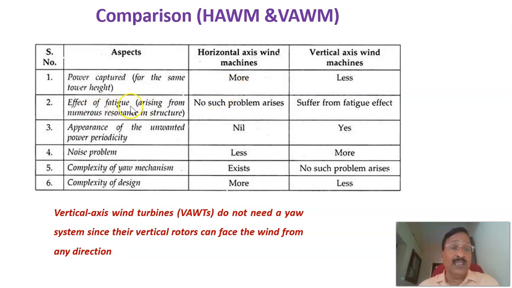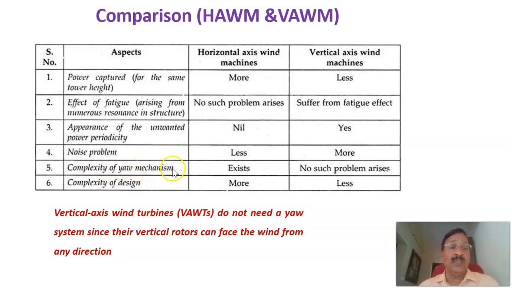Second, the effect of fatigue. Effect of fatigue means arising from numerous resonances in the structure, mechanical resonance that happens. No such problem in the case of horizontal axis, but the vertical axis machine suffers from the fatigue effect because of numerous resonances in the structure. The third one is the appearance of unwanted power periodicity in the case of a vertical axis machine, that is not there in the case of horizontal axis. Noise problem will be more in the case of the vertical axis wind machine.